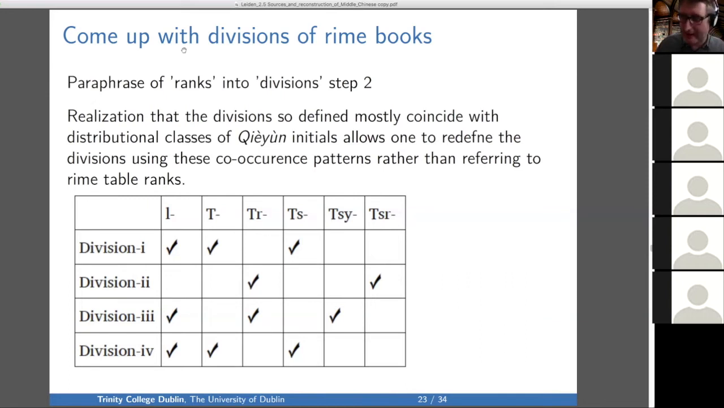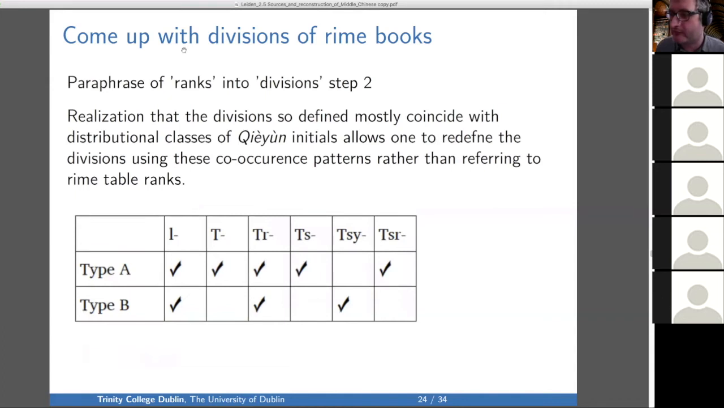But if you just do that, and I sort of ask you to do it, I should have had an extra slide, but I've asked you to do it in your mind, you say, okay, then let's say I cross out the first row. What you then notice is that division 2 and division 4 are in complementary distribution. So we can, in terms of co-occurrence classes with initials, at no loss of information, replace the analysis of four divisions with only two classes, type A and type B.